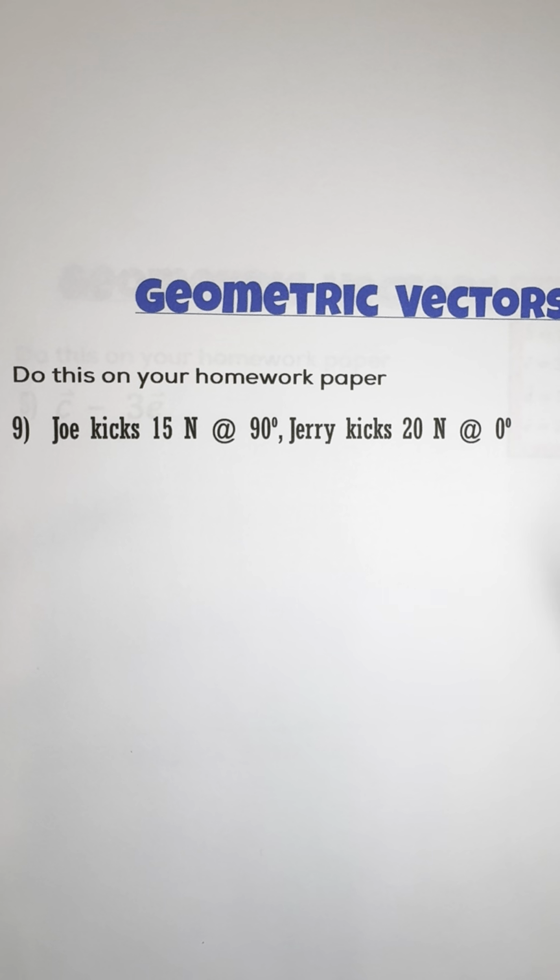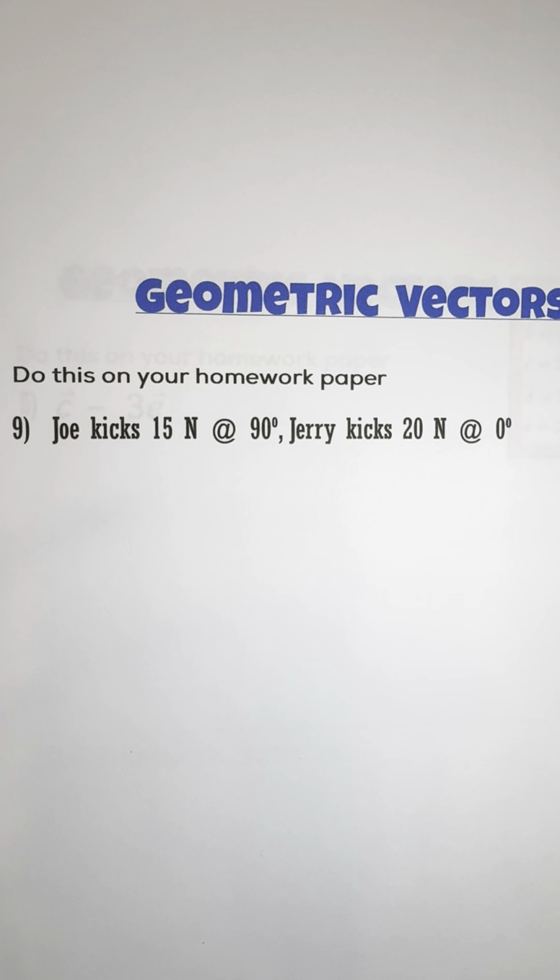So what's going on here is Joe kicks a soccer ball with 15 newtons of force, and he's kicking it straight at 90 degrees. So think unit circle here as we're doing this. And at the exact same time, Jerry is going to kick the ball with 20 newtons of force towards 0 degrees.